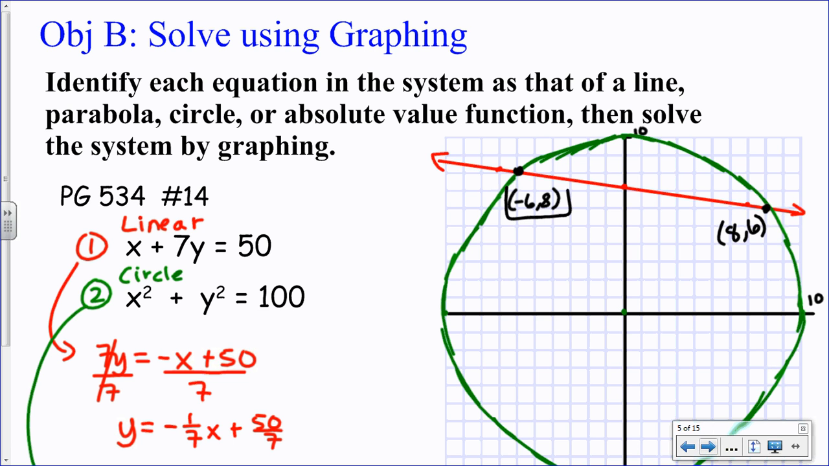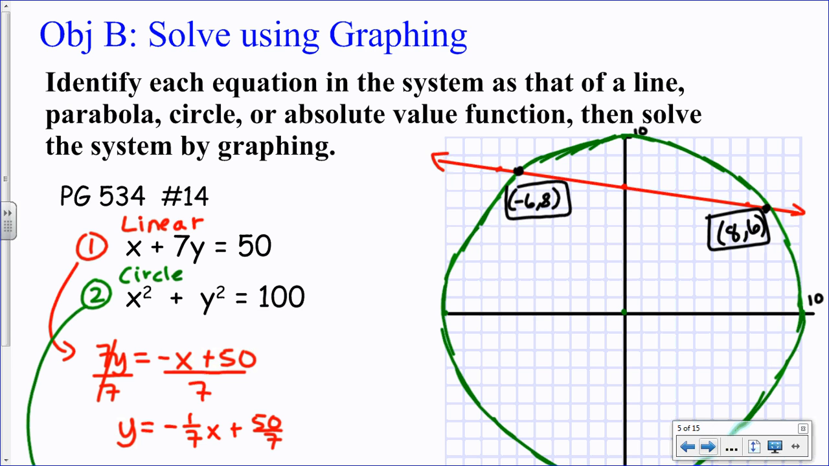Okay. Now, when I did this in third hour, when I drew my circle, I had not done so good over here, and so I did not get this point, negative 6, 8. So I'm going to fix my circle.